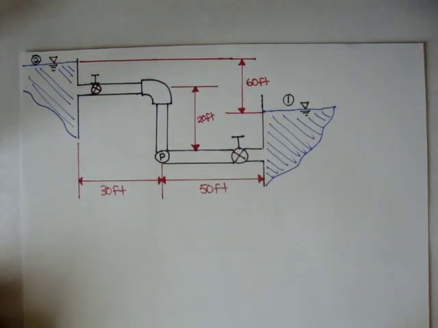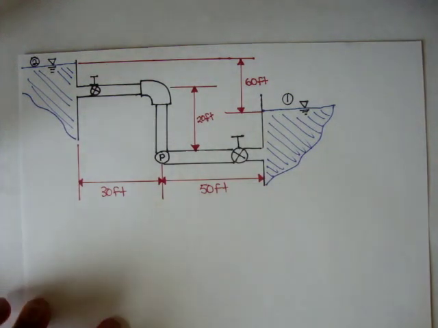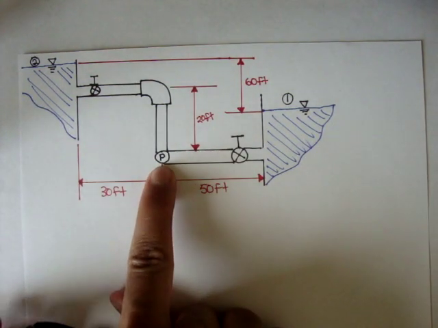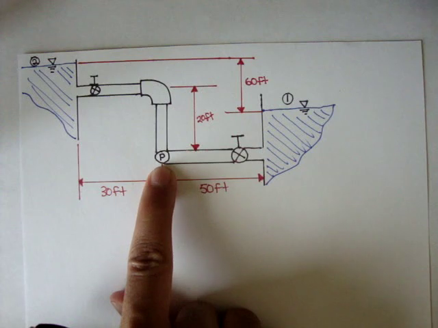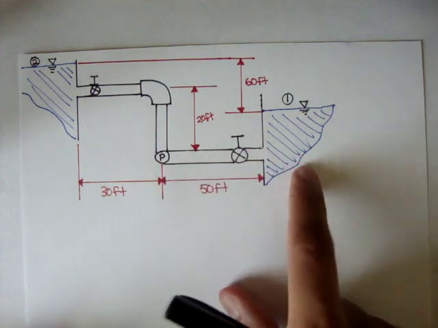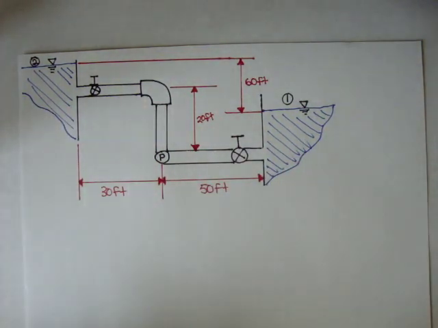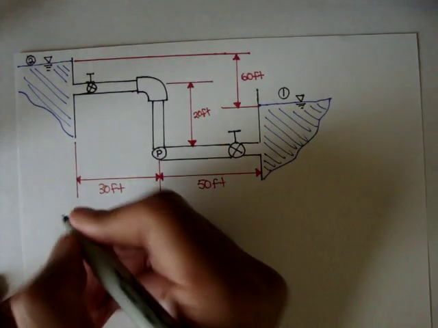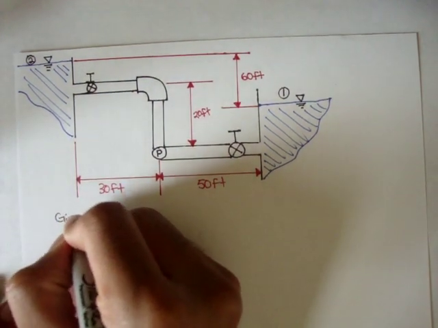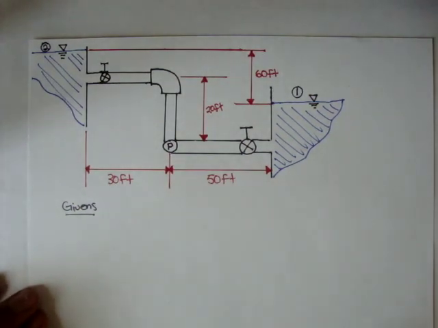Okay? And the question is asking, determine the shaft power needed to drive a 65% efficient pump to maintain a flow rate of 60 gallons per minute from the lower reservoir to the upper reservoir. Okay? And some of the givens. Let's write down the givens. These are givens in the problem. They're on my paper.